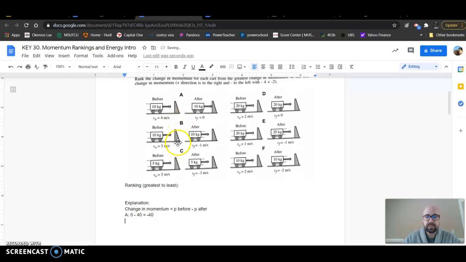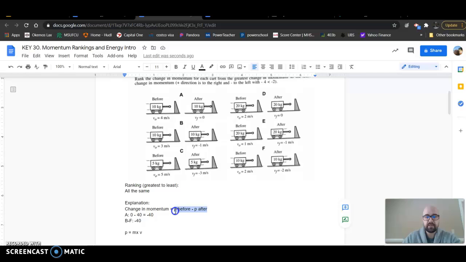And then for B and C, D, E, F, you would go through, and for all of them, so B through F, it equals negative 40 for all of them. So your ranking is that these would be all the same. So they all have the same change in momentum. So if you can do the math behind that, which is just, again, mass times velocity, momentum equals mass times velocity. If you can do that, you can calculate the momentum before and momentum after.